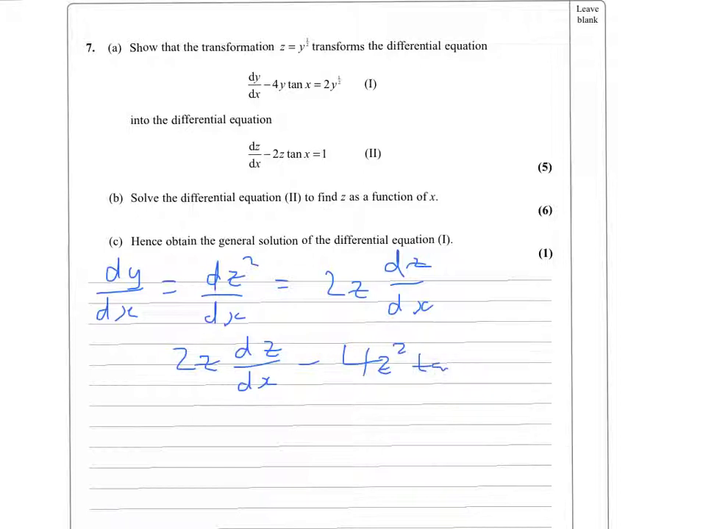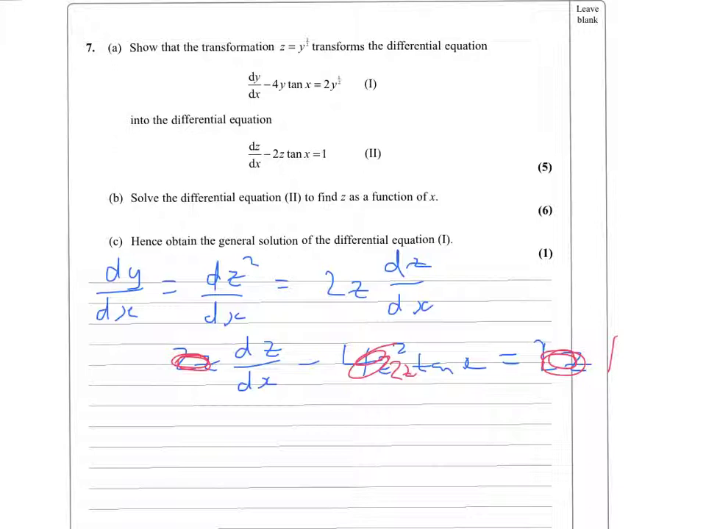tan x equals 1. No, sorry, not equal 1, I'm looking at where we're going here, equals 2z. And now we can cancel 2z's everywhere to get rid of that, and change that into 2z, which is exactly what we're after. So I'd write that out a bit neater.